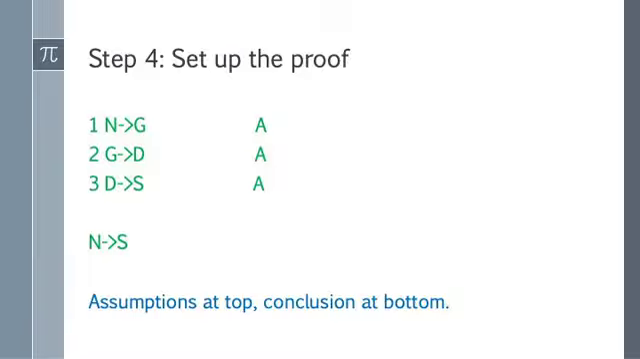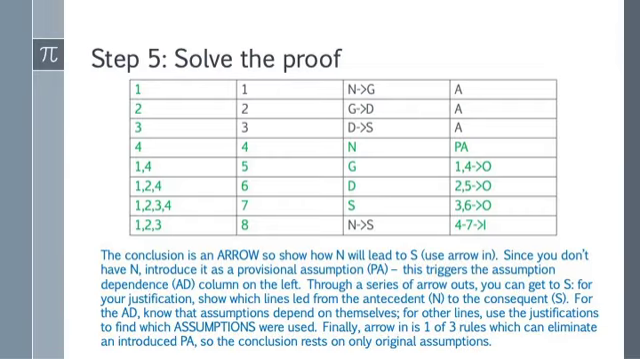Next, you want to solve the proof. So again, let's look at this step by step. It's a little bit longer. The conclusion is an arrow. So show how N will lead to S. So you will use arrow in. That should tell you, okay, I need to use arrow in for this proof.